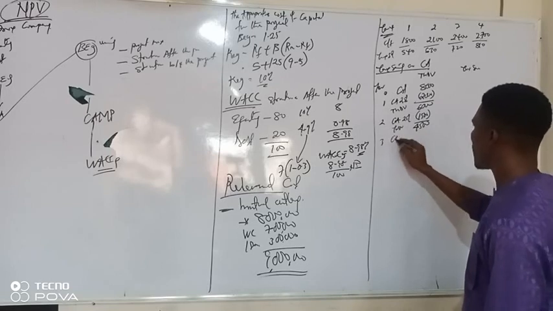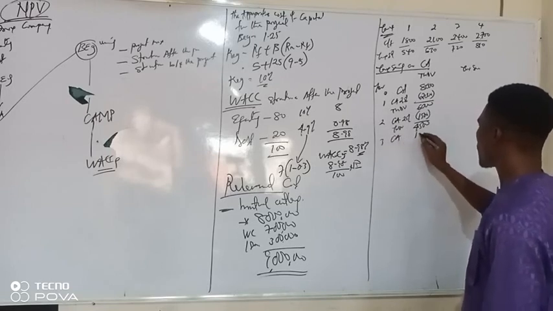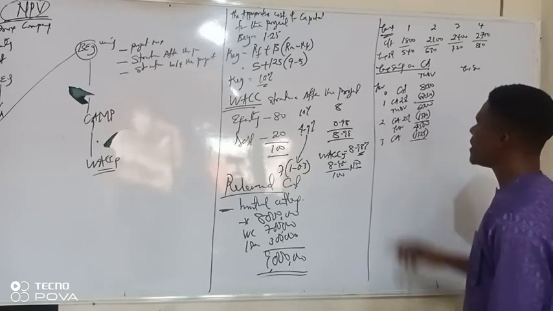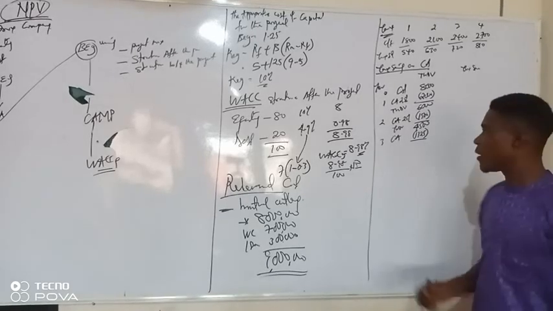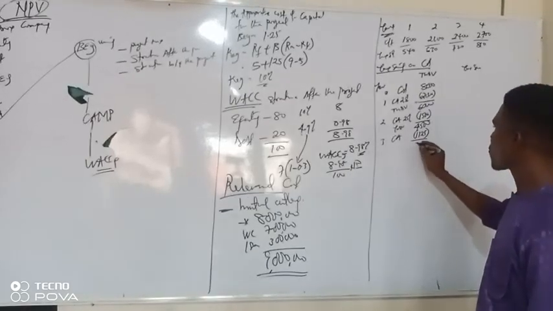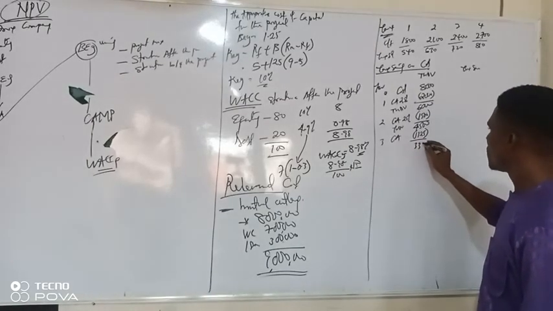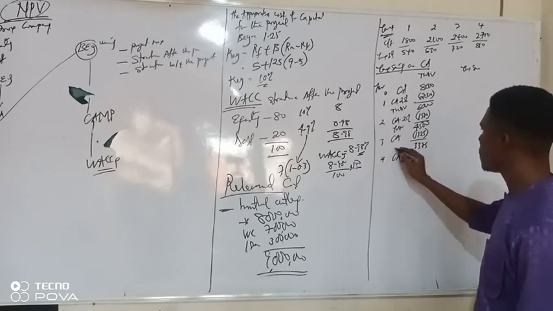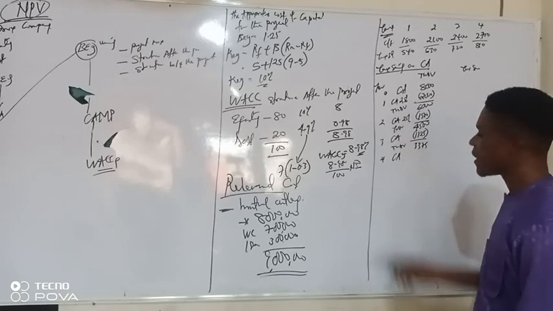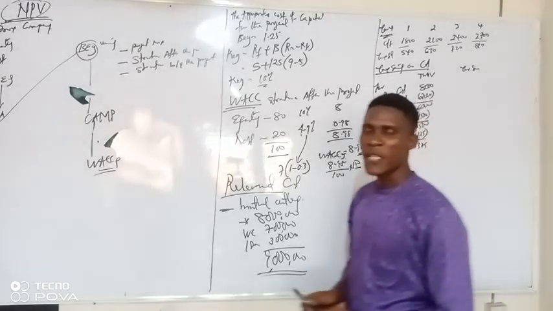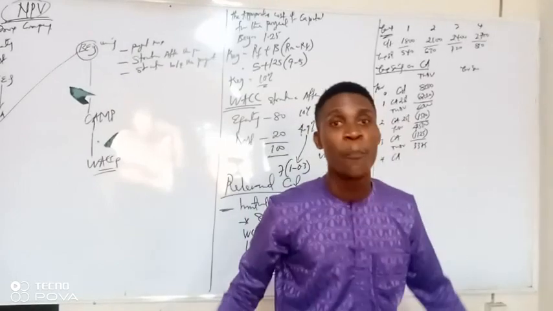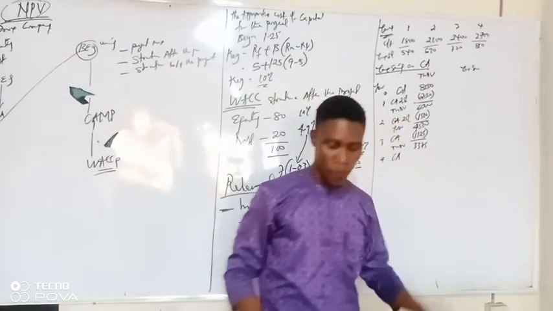Year three, capital allowance: 1,125. That leaves 3,375. How many years is the project? Four. Then year four, capital allowance again. There's no scrap, because the sale is of the whole business as a continued operation. You are not selling the asset alone.